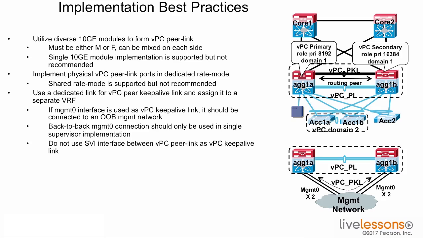Back-to-back management 0 connections should only be used in a single supervisor implementation or on a device like a Nexus 5K or possibly even a 6K. And as a final note, absolutely do not use an SVI interface going over the vPC peer link as a vPC keep alive link. These links should be independent of each other.